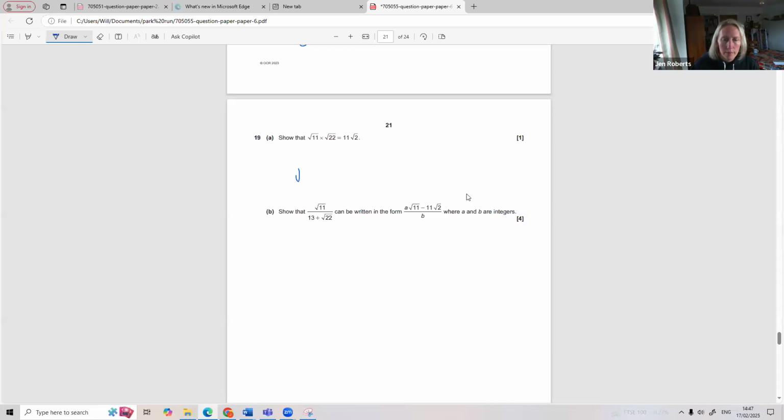Simplify surds. I'm going to put it under the same surd. 11 times 22 is 242. I want to show that this is equal to 11 root 2. Look for square numbers that divide into 242, so it's 121. I can rewrite this as 121 times 2 and split it. Root 121 times root 2. Root 121 is 11, so it's 11 root 2.